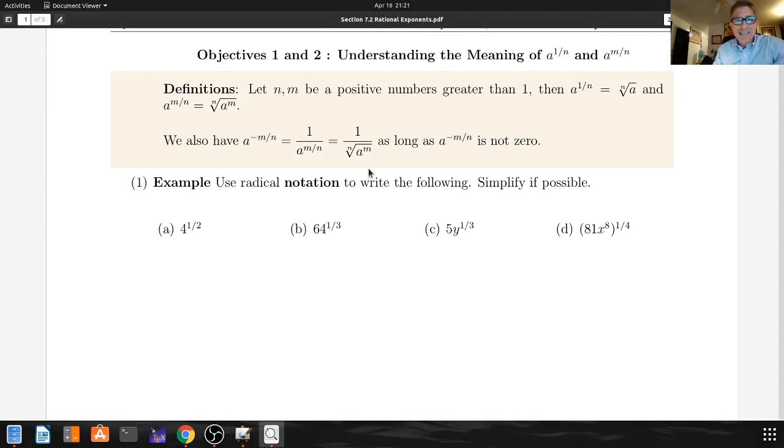So let n and m be positive numbers greater than 1. Then a to the 1 divided by n, I'm right here in the reading, is equal to the nth root of a. And a to the m divided by n, so this is a fractional exponent, is equal to the nth root of a to the m.